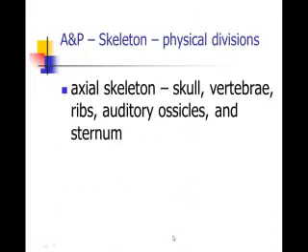Okay, so the skeleton has physical divisions. We have the axial skeleton, including the skull, the vertebrae, the ribs, auditory ossicles, and sternum. Auditory ossicles I would normally classify as just being part of the skull. When we do the skull bones, those include the auditory ossicles, so I don't usually separate them out.